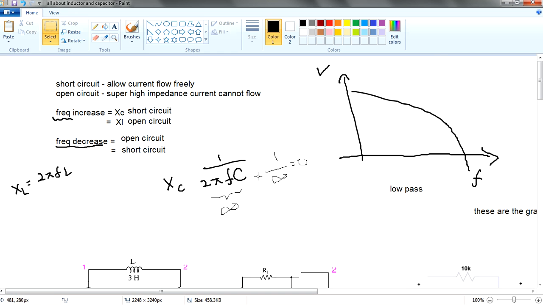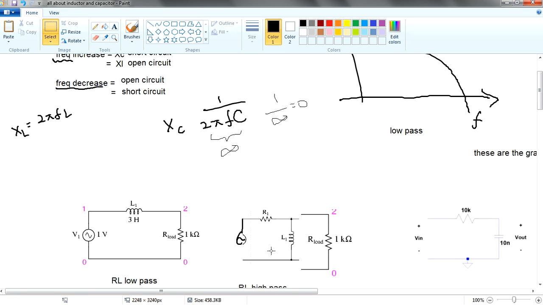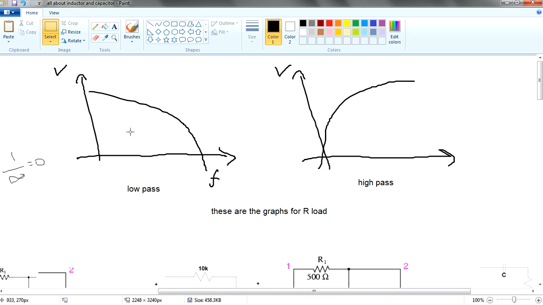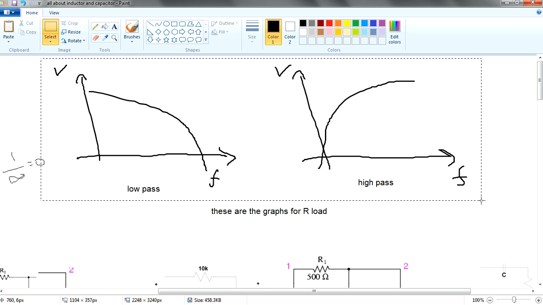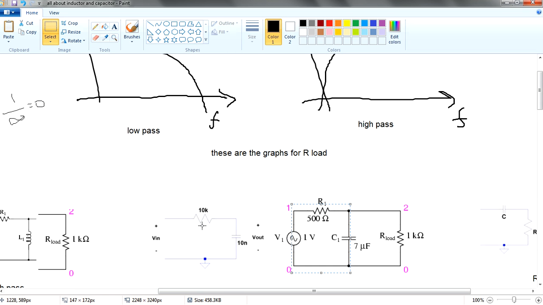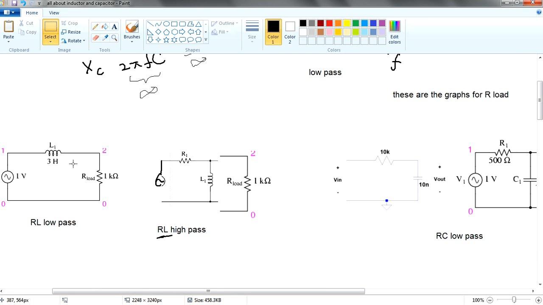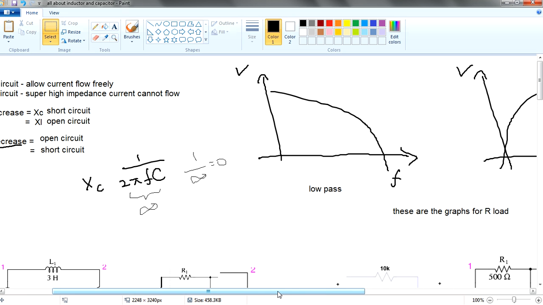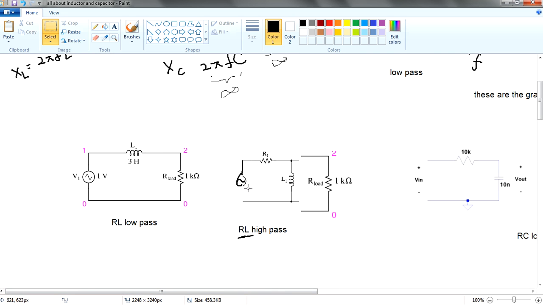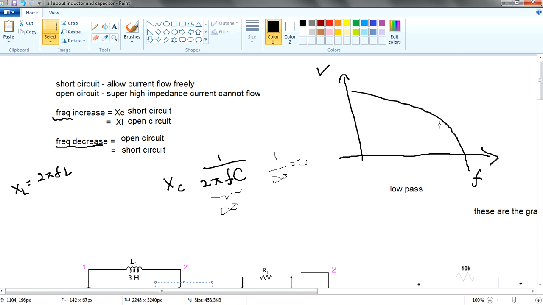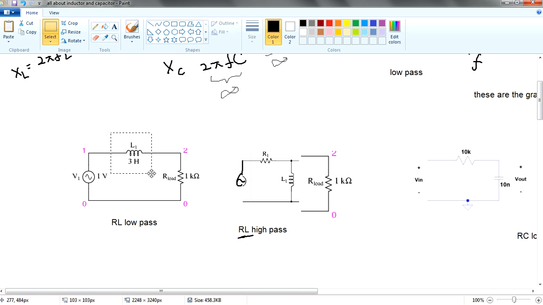So how is this going to relate to our low pass and high pass? If you remember, this is the low pass graph, and this is the high pass graph, with the voltage and the frequency. So what are these graphs all about? Is this graph for this thing, or is this graph for this thing? The graph itself is actually for the R load. So how is this R load, and how are these graphs, affected by how you place your inductor? This is what we're going to talk about.